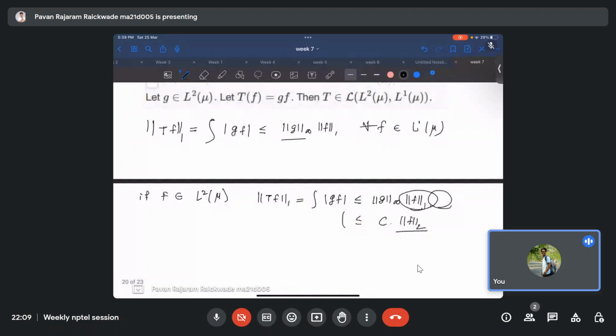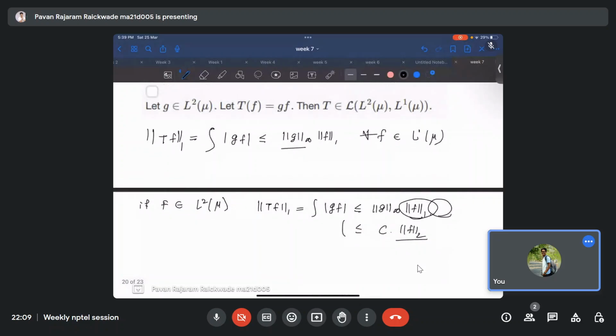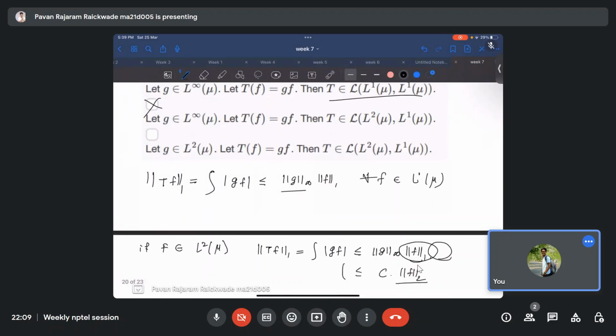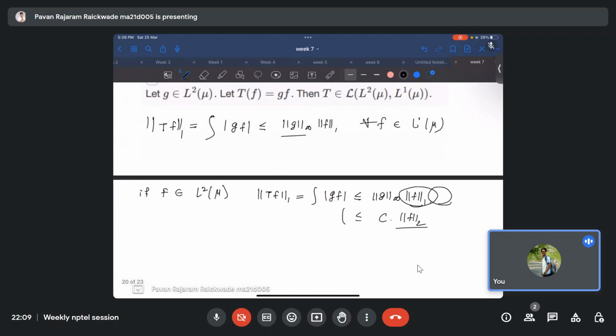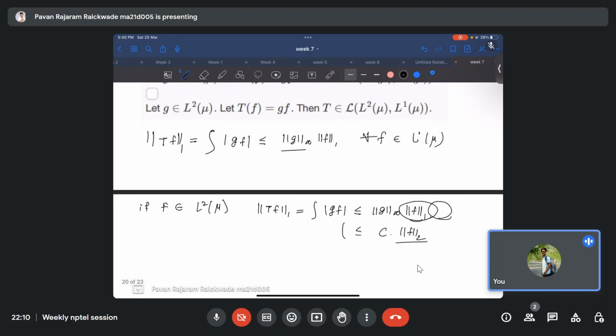The third one says that g belongs to L2 mu and Tf equals gf, again the same function. Here g belongs to L2, whereas before g belonged to L infinity. Now the functions are in the same space. Consider the one norm of Tf, which is the integral of modulus of gf. By the Cauchy-Schwarz inequality, this is less than or equal to the 2 norm of g times the 2 norm of f. So for every f, the norm of Tf is less than or equal to some constant times the norm of f, which implies T belongs to the set of all bounded linear operators from L2 mu to L1 mu.